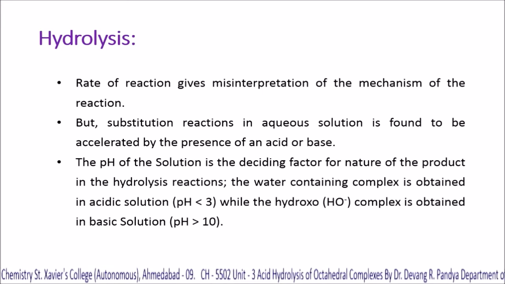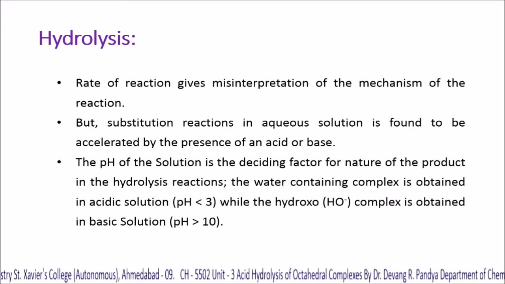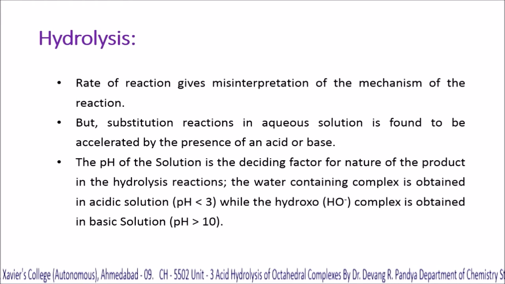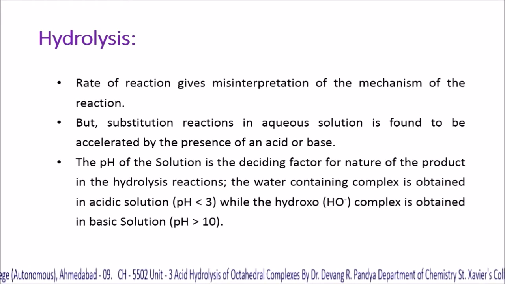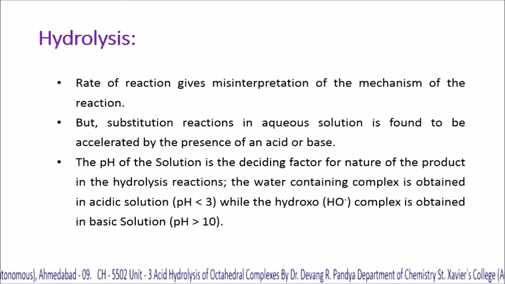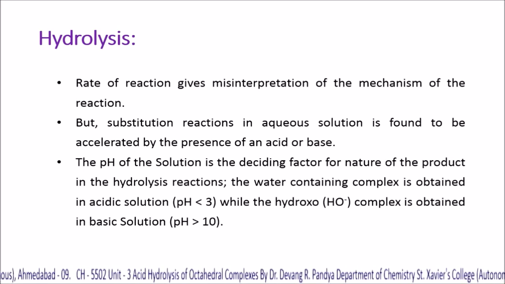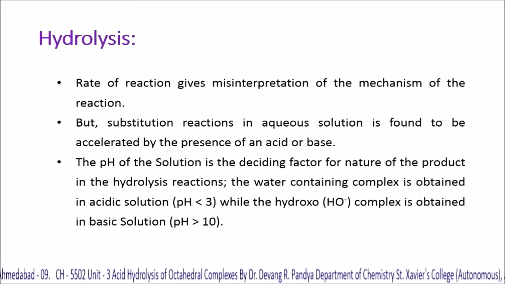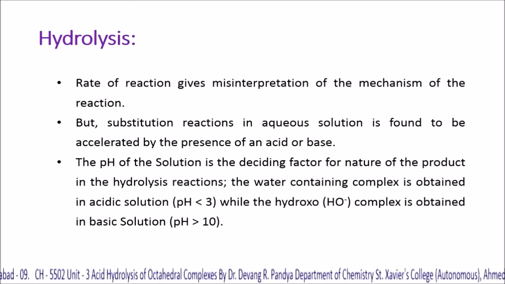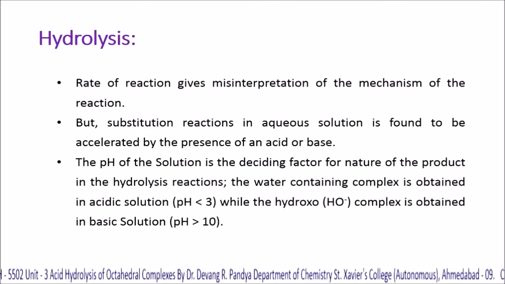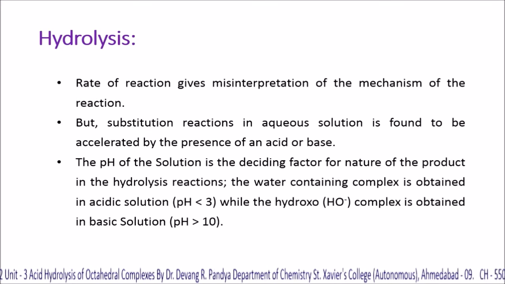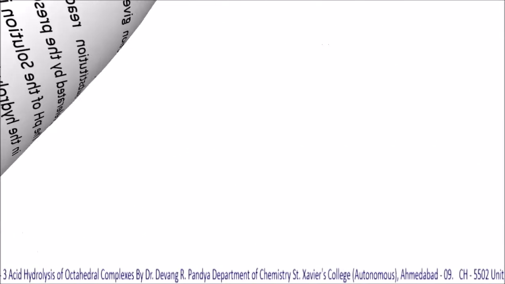If the hydrolysis takes place at pH less than 3 and we are going to get an aqua complex in the product, then it is considered acid hydrolysis. And if we are going to get the hydroxo complex in the product and the reaction proceeds at pH higher than 10, then that hydrolysis is considered base hydrolysis. But today we are going to discuss mostly acid hydrolysis in the octahedral ligand substitution or replacement reaction.